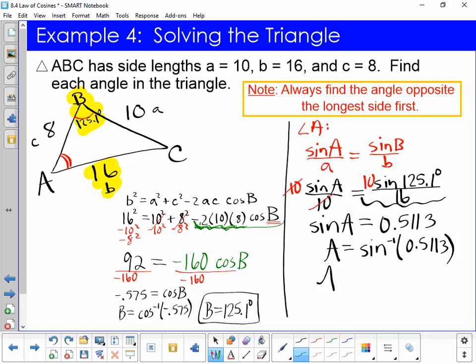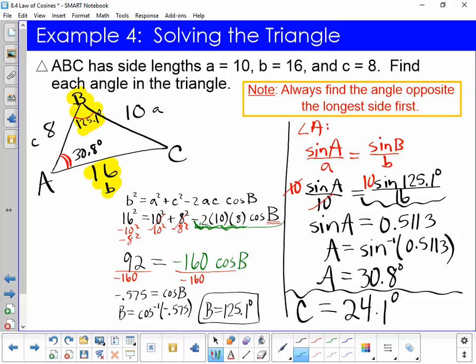To find that angle A is around 30.8 degrees. So now I can add that to my diagram. I now have angle B and angle A. Angle C is going to be easy peasy because we know that the angles in a triangle add up to 180 degrees. So if we subtract the 30.8 and the 125.1 from 180, we find that angle C is 24.1 degrees.